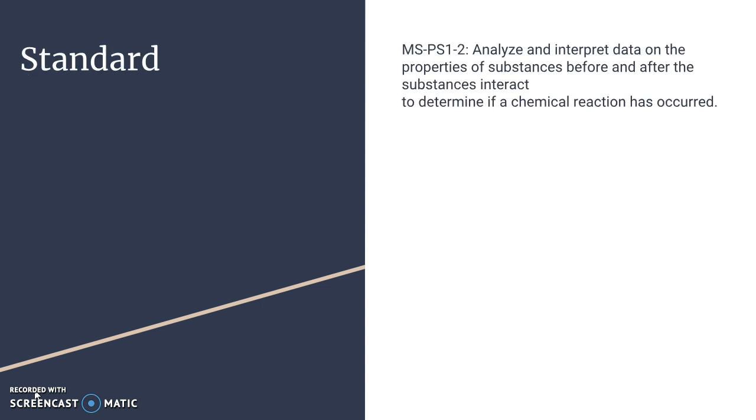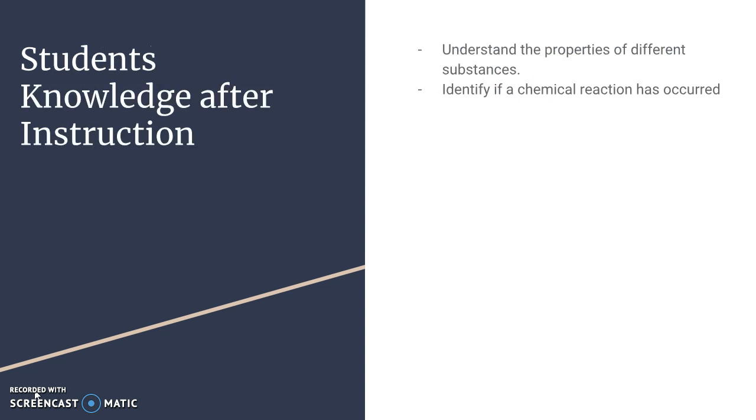The standard that I was assigned was Middle School Physical Science 1-2. Now, the standard states that students will be able to analyze and interpret data on the properties of substances before and after the substances interact to determine if a chemical reaction has occurred. So after teaching the students the standard, they will be able to understand the properties of different substances and be able to compare those properties from one substance to the next, as well as identifying if a chemical reaction has occurred by, again, analyzing those different properties.